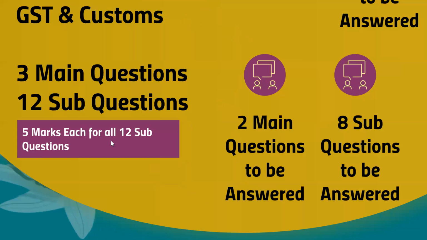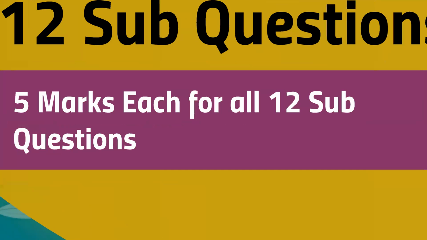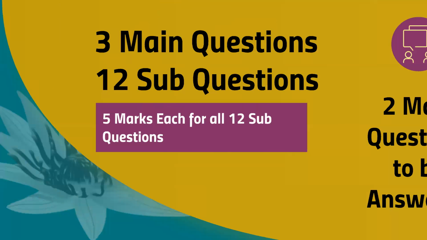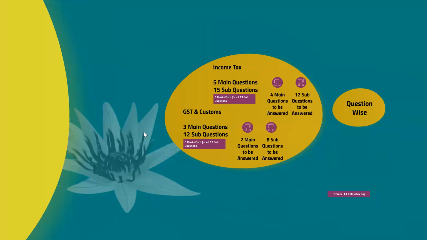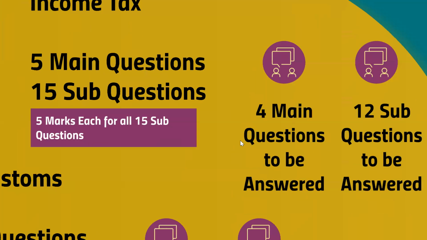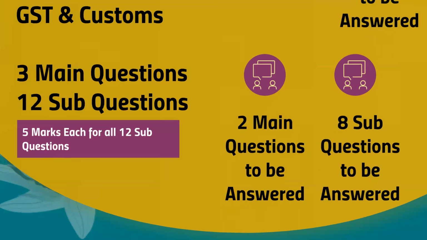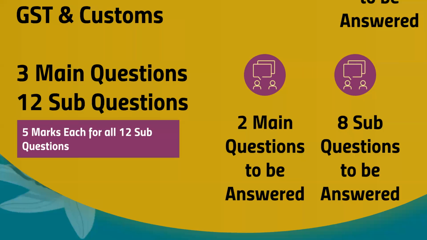And out of 12 sub-questions, each sub-question carried 5 marks. Thereby, I need to look at whether I am required to write all 5 questions or should I write something less? Because I had 1 question in choice, I need to write only 2 main questions to be answered. Out of how many sub-questions? I need to write 8 sub-questions for those 2 questions.